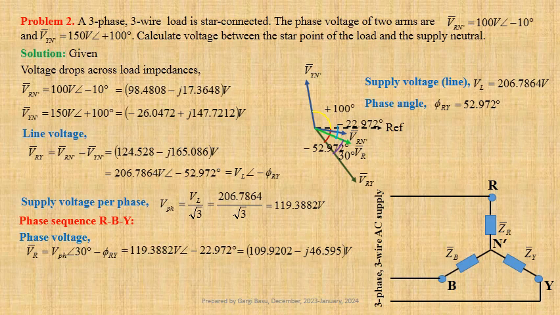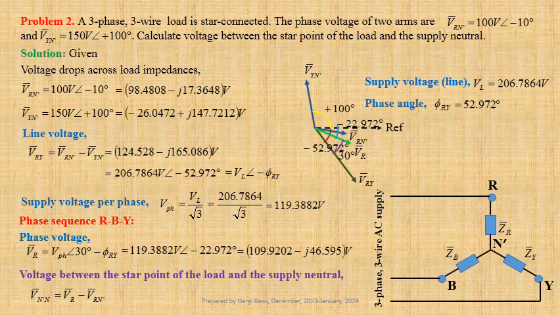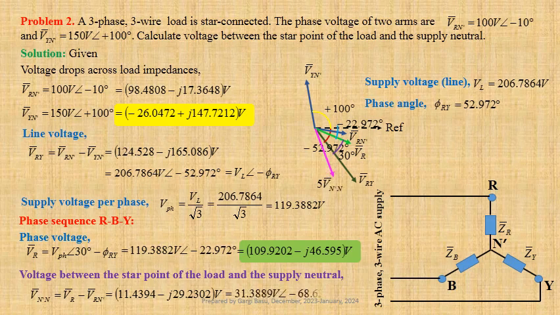Now we shall calculate voltage between the star point of the load and the supply neutral. Vn dash n equals Vr minus Vrn dash. Using values we get 11.4394 minus J times 29.2302 volt. In polar form, this may be written as 31.3889 volt at an angle minus 68.6268 degree.